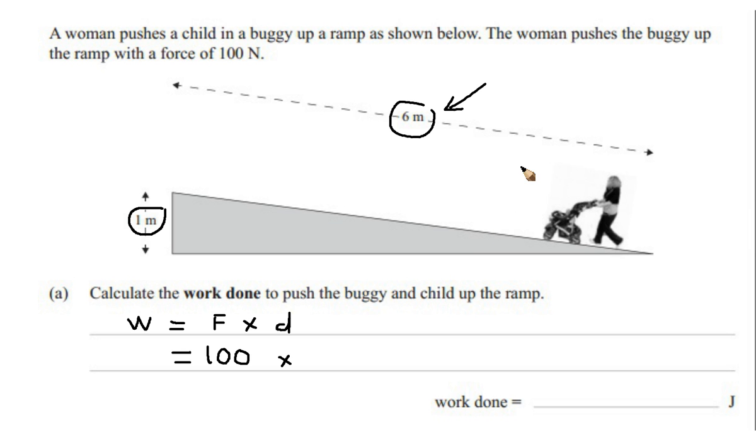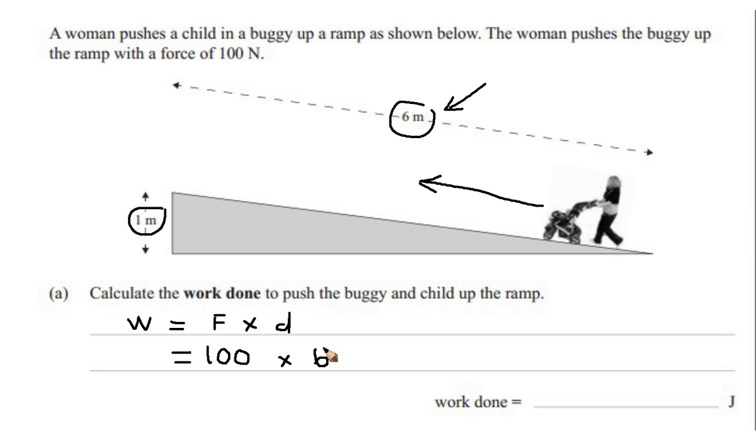The other reason we know it's the 6 meters is that if we're calculating work, the force and distance must be essentially in the same direction. So she's pushing in this direction, so we've got to take the distance that's in that direction, the same kind of distance. So this distance over here is really not particularly relevant to us.